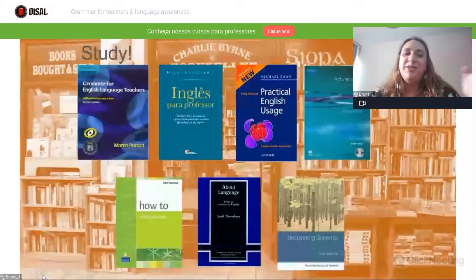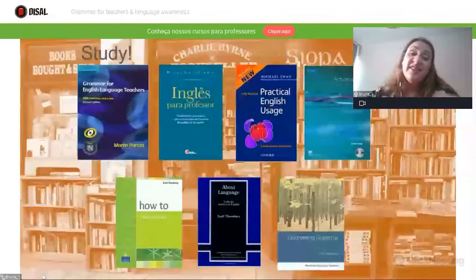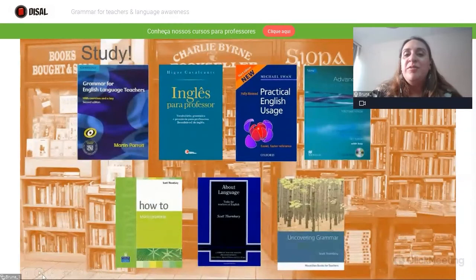However, it's very important for us to know where to find information and to study English, so that we are more prepared in case they ask us a question, or in case we want to review and revisit the way we explain things. So those are very interesting books related to language that I usually suggest to teachers.